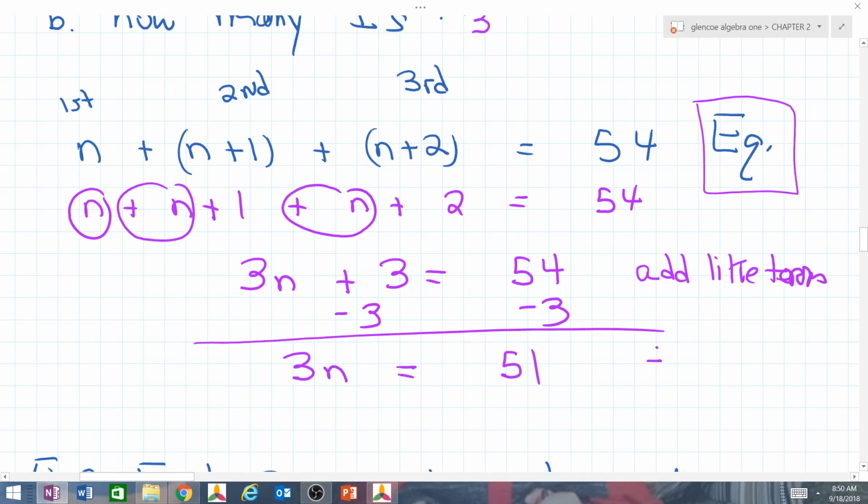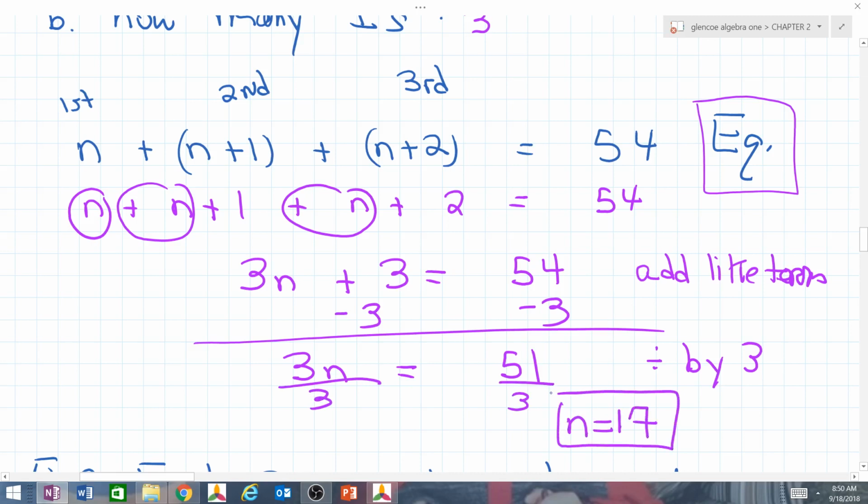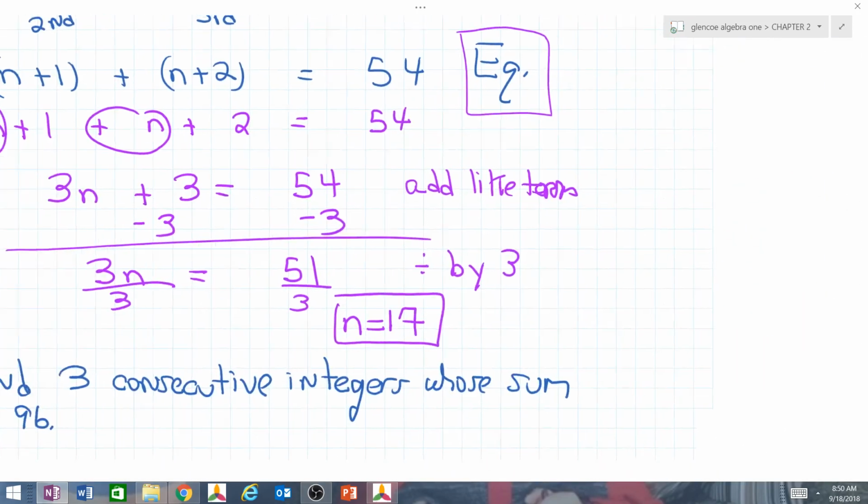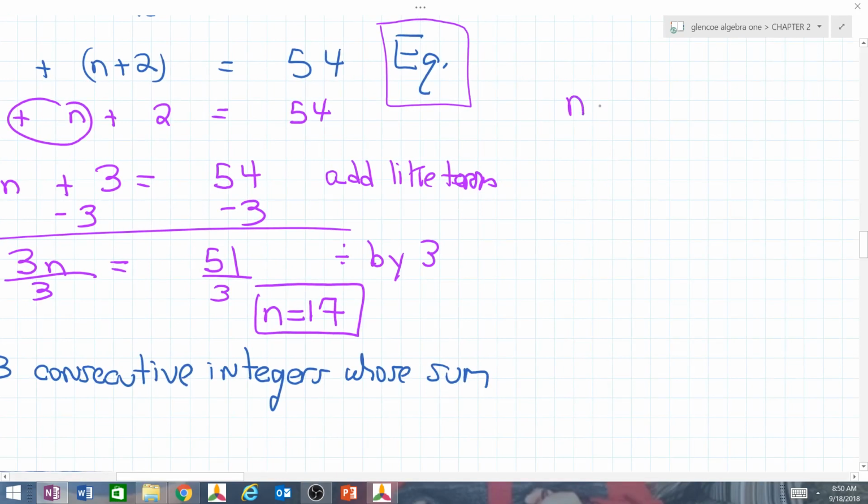What do I do now? Divide each side by 3, and n equals what, guys? n equals 17. Okay, this is where people stop. How many integers did it ask me to find? 3. So the first one, n, equals 17.